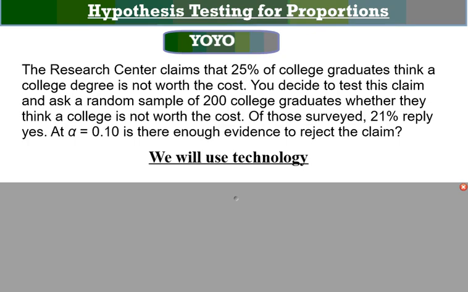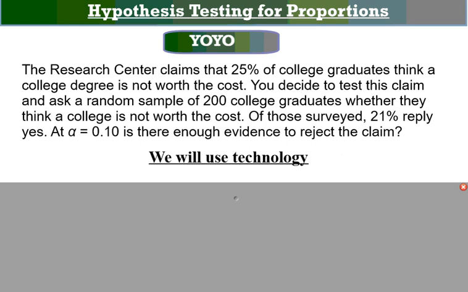Going to give you a chance to try, and then that'll really be it for this section. It's essentially the same process we have been doing. It's just for a proportion. So yours is that a research center claims that 25% of college graduates think a college degree is not worth the cost. You decide to test this claim and sample 200 college graduates, asking whether they think a college degree is not worth the cost. Of those surveyed, 21% reply yes. At a 0.1 significance level, is there enough evidence to reject the claim?